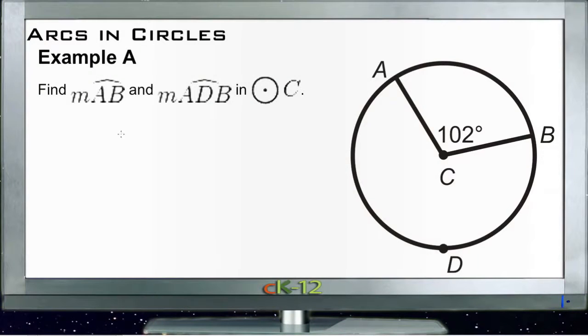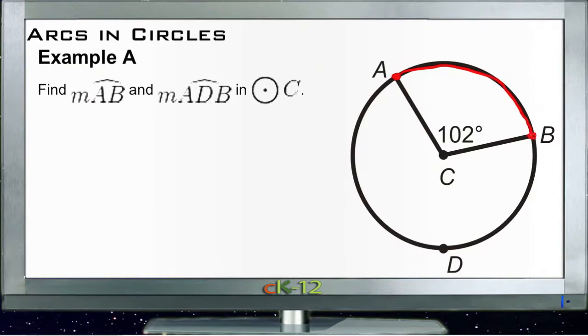Our first example question for arcs and circles asks us to find the measure of arc AB, I'm sorry, and major arc ADB on circle C. So here's our circle C. Our minor arc AB would run from right here to right here. So it's this arc around this section of the outside of the circle.